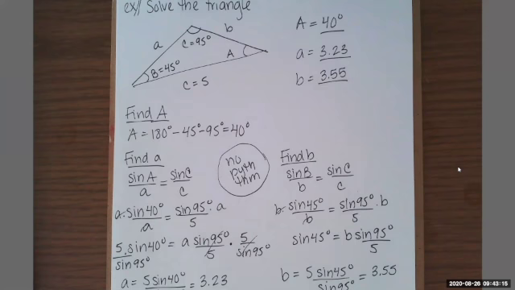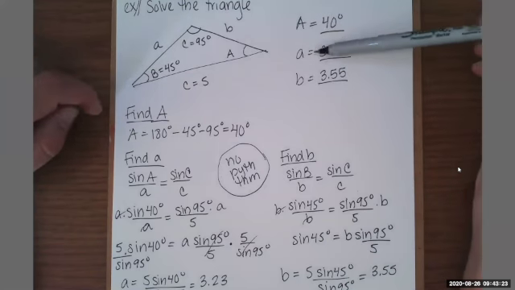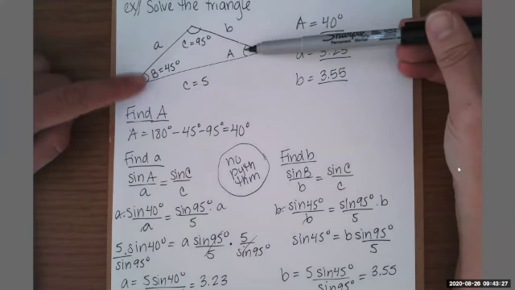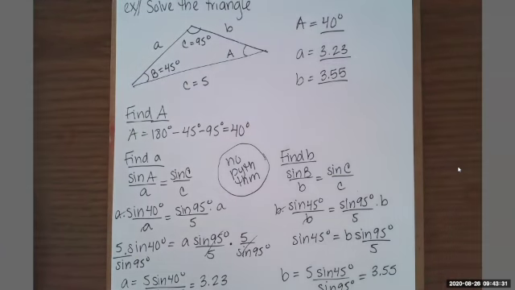That looks correct. And then it is true that the closer the angles are to each other, the closer the sides are. So for example, A and B are 40 and 45, and side A and side B are 3.2 and 3.5. So because these angles are close to each other, these sides are also going to be close to each other in measurement. All right, let's do another one.